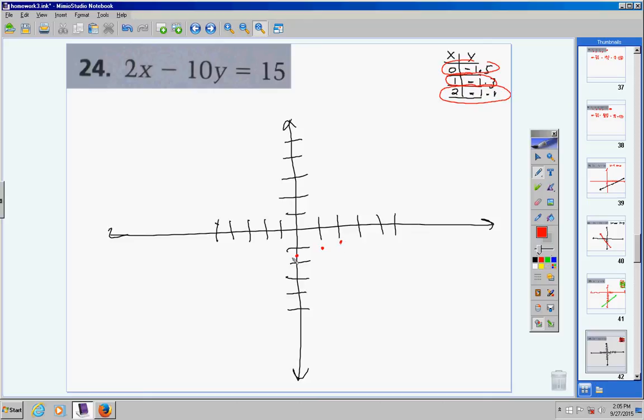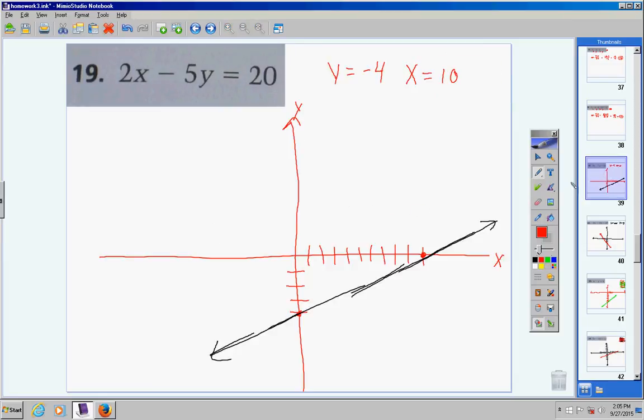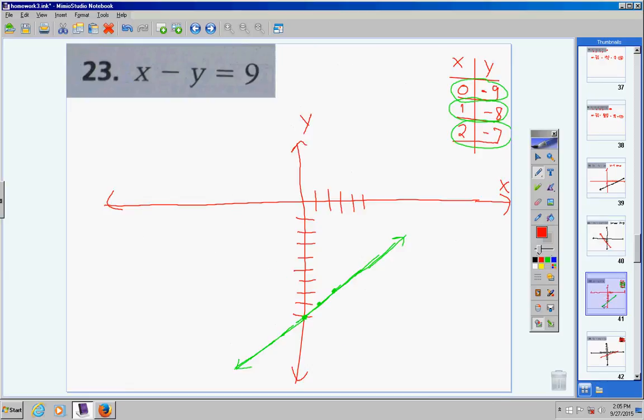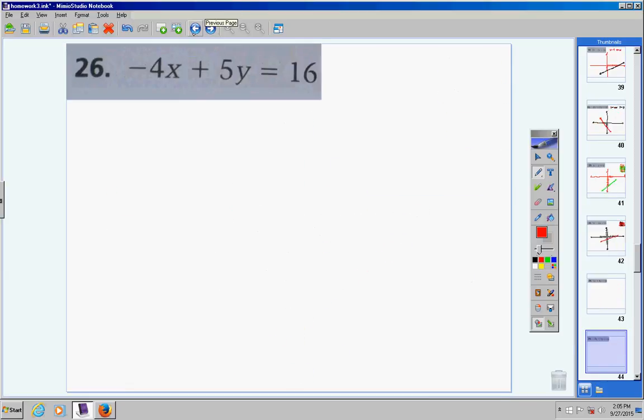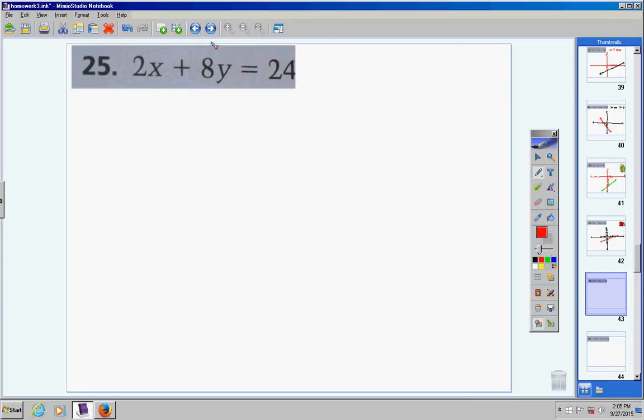And it's not easy, guys, to line these up perfectly, but on a test or a quiz, when I see your table of values and see where you put your points, I can totally tell that you're trying to put them in the right place, okay? So there we go. So far we've reviewed the double intercept method for those two and the table of values method for these two. Now the next two, 25 and 26, are going to be the slope intercept method, okay?